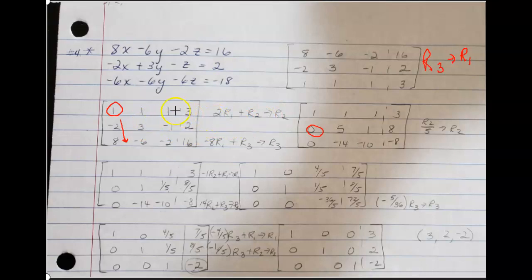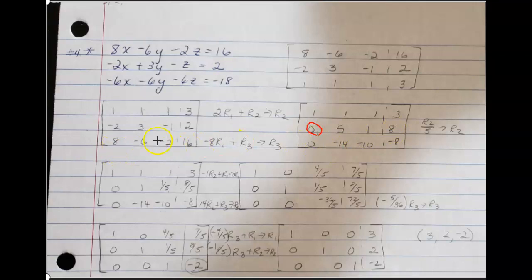That means I take 2 times first row, so 1 times 2 is 2, add it to 3 and get 5. Let's try that again. 2 times 1 is 2, plus negative 1 is 1. Put it back in row 2. And then the last one, 2 times 3 is 6. Add it to 2 and get 8. So that gives me my 0 there where I need it.